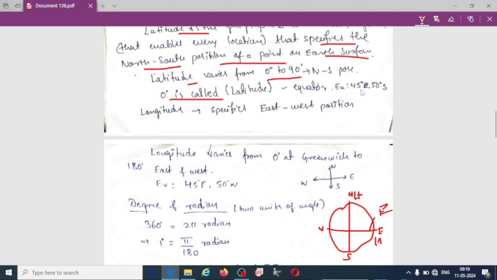So for example, if we take 45 degree east or 50 degree north, we can write it like this. Longitude specifies the east-west position of a point on earth. East-west, as I said, these are the horizontal lines.